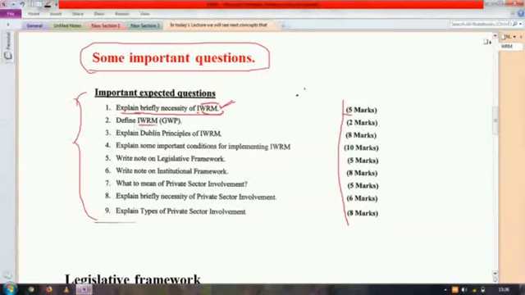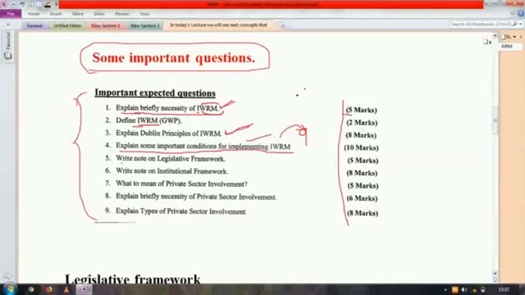Then the definition of IWRM is for 2 marks only. Then explain the Dublin principles. You need to explain the 4 Dublin principles with examples. Then the fourth one is: explain some important conditions for implementing IWRM. There are 9 conditions. You need to explain the 9 conditions properly, and how the implementation of IWRM takes place with the help of these 9 conditions.